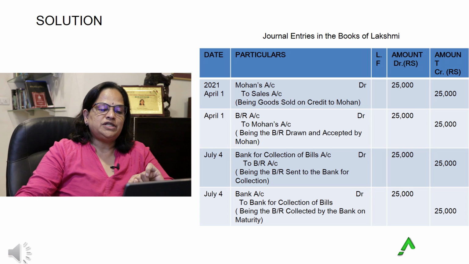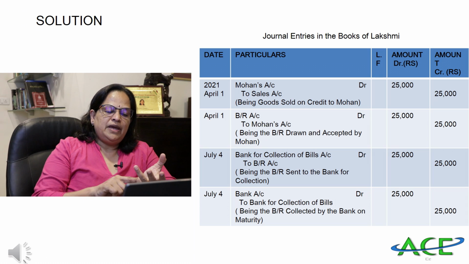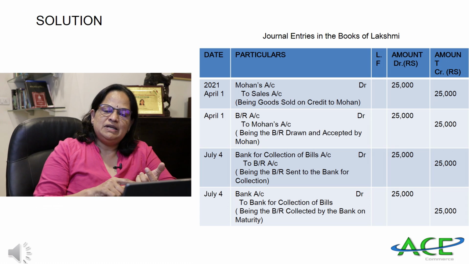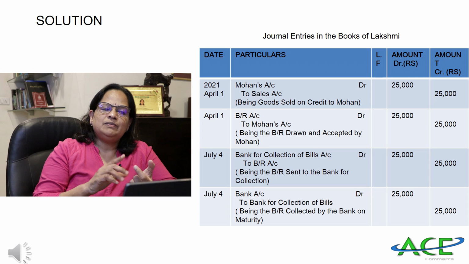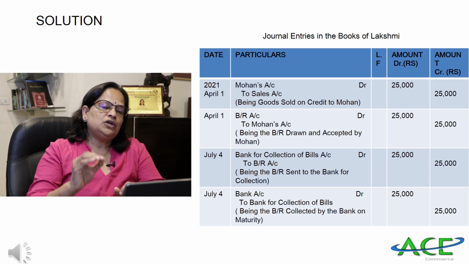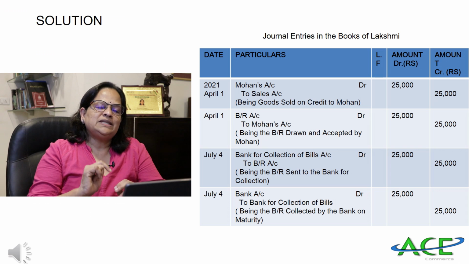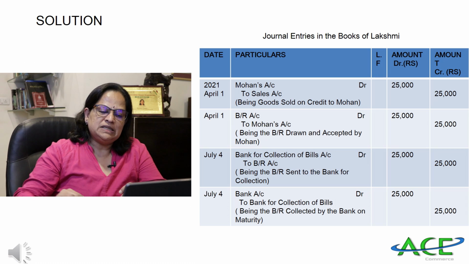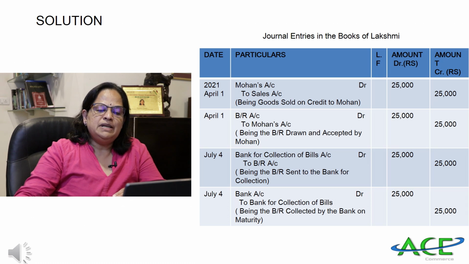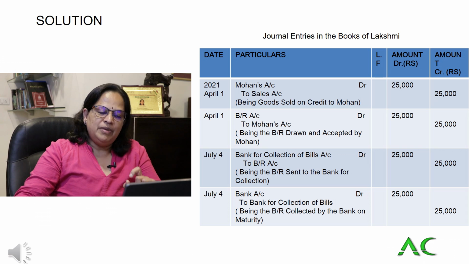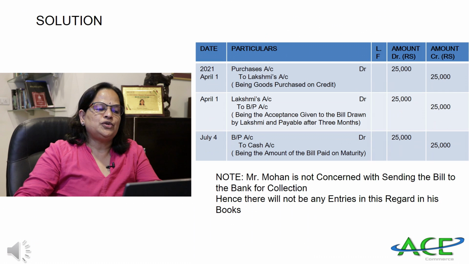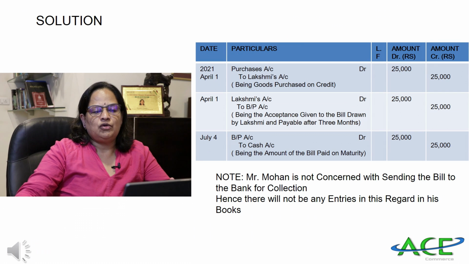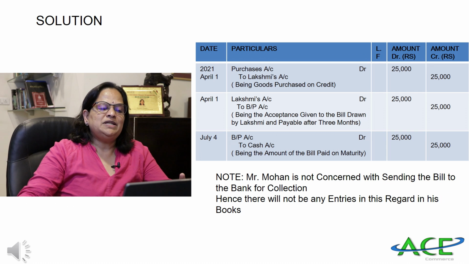Now on the date of maturity, July 4th, meaning May, June, July, 3 months. April 1st is when she is getting the bill, and the due date is 3 months from the date of the bill. So July 4th only. July 1st plus 3 days of grace, that is how we are getting July 4th. So bank for collection of bills account debtor 25,000 to bills receivable account 25,000, being the bill sent to bank for collection. Now July 4th, bank account debtor 25,000 to bank for collection of bills 25,000, being bills receivable collected by bank on maturity.